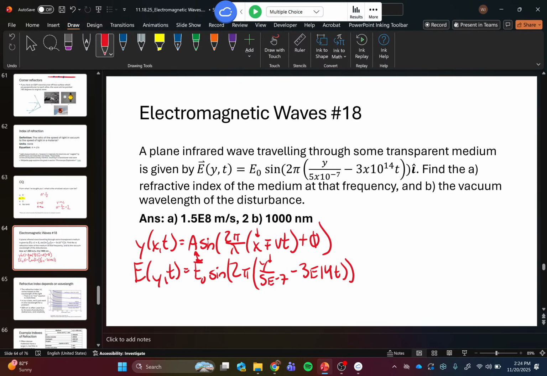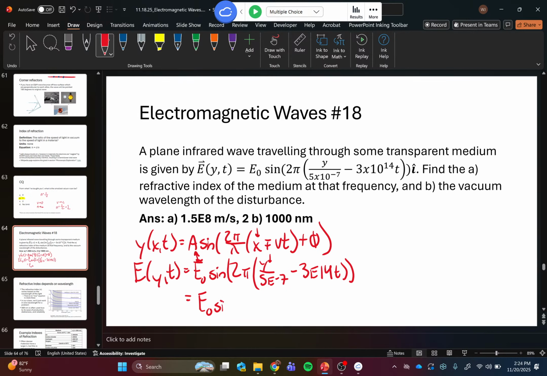Okay, how can I make them look the same? Get y by itself. How do you get y by itself? Pull that 5e to the minus 7 to the front. Now, if you pull it out of this parentheses, you better pull it from both terms. Do not just pull it from the one. You're not allowed to do that. You got to follow algebra. So if you're going to pull out that 5e to the minus 7, you need to pull it out from both terms. So if you haven't done that yet, do that.